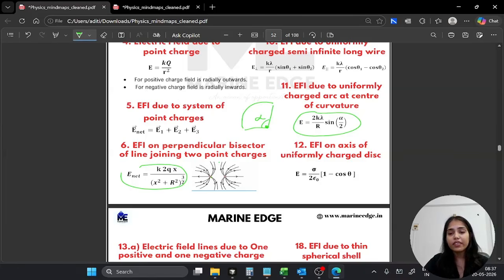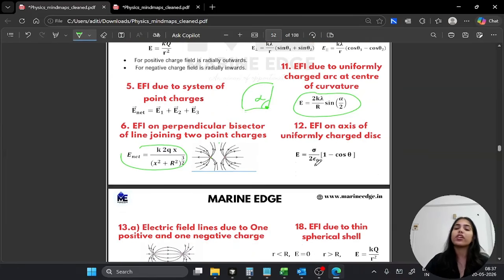Electric field intensity on axis of a uniformly charged disk. If you have a disk with some charge per unit area, and at some axis point here you have to calculate the electric field, this is the formula: sigma by 2 epsilon naught times 1 minus cos theta.